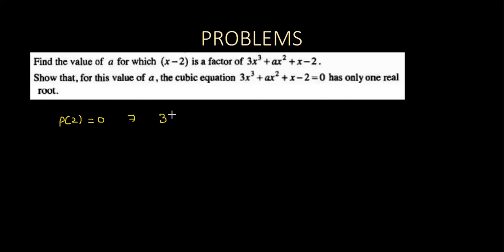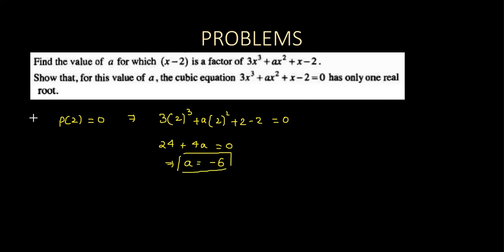So this is 3 times 2 cube plus a times 2 square plus 2 minus 2, and this needs to be 0 according to the factor theorem. Okay, so this is 8 into 3 is 24 plus 4 times a, 2 minus 2 is 0. This must be equal to 0. So here I get the value of a as minus 6. Okay, this is your first part.